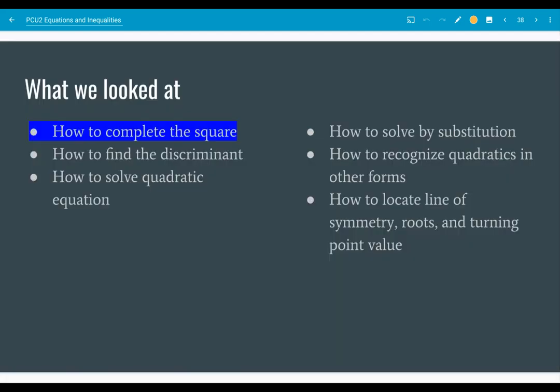So in this video, we looked at factorizing and completing the square. Please bring any questions you have to class.